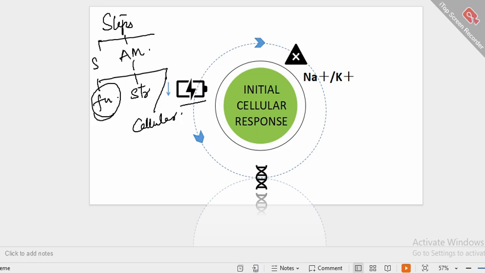The first one is decreased ATP production. The next is failure of the sodium and potassium pumps or altered cell membrane permeability, and the last is changes in protein synthesis. I think that is clear to all.